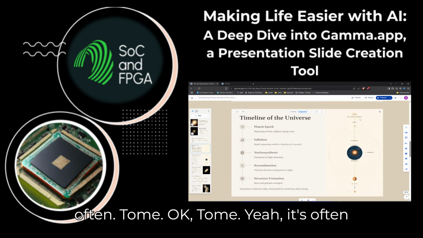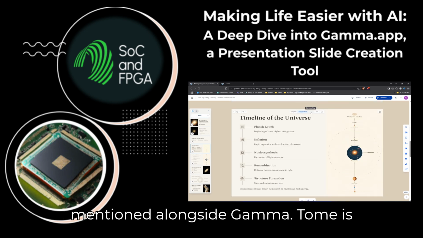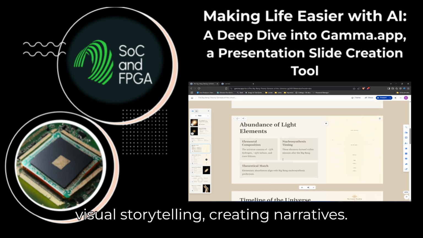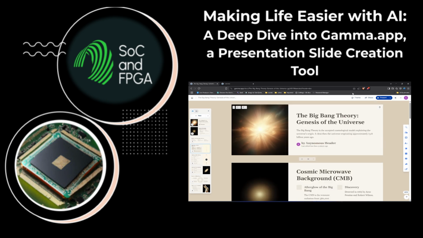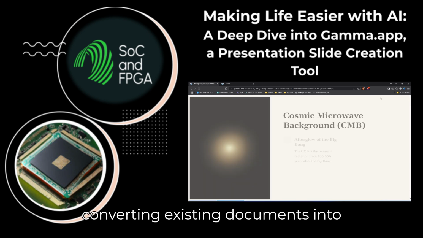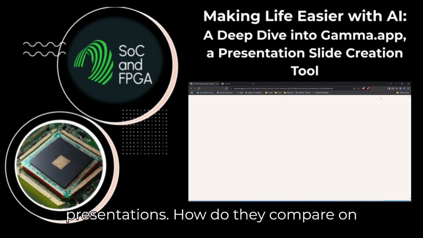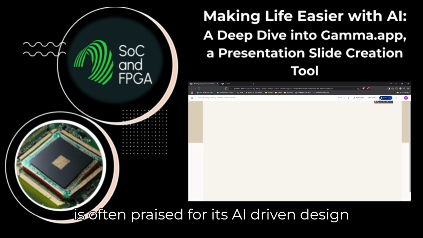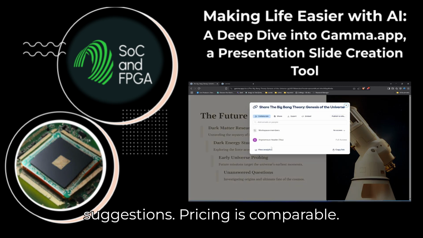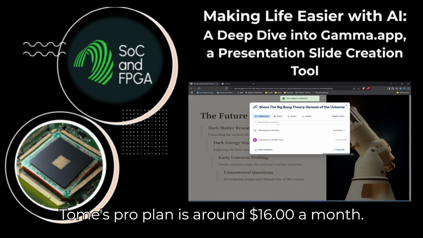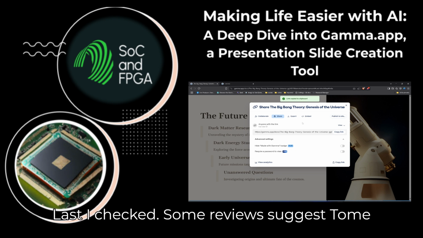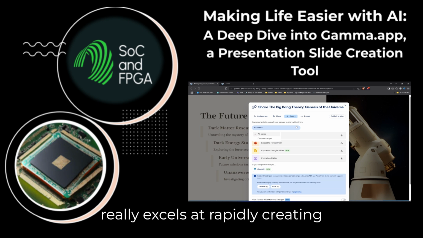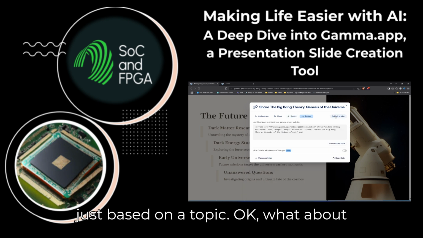Okay, Tome. Yeah, it's often mentioned alongside Gamma. Tome is particularly strong in generating AI presentations with a focus on visual storytelling, creating narratives. Some users find Gamma might be better at converting existing documents into presentations. How do they compare on features? Both offer collaboration. Tome is often praised for its AI-driven design suggestions. Pricing is comparable. Tome's Pro plan is around $16 a month last I checked. Some reviews suggest Tome really excels at rapidly creating visually engaging slides from scratch just based on a topic.